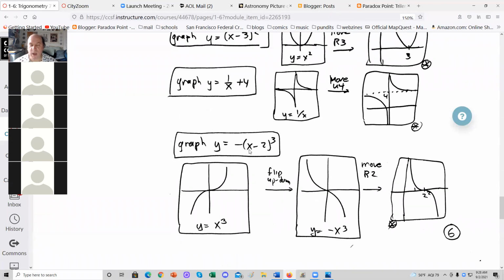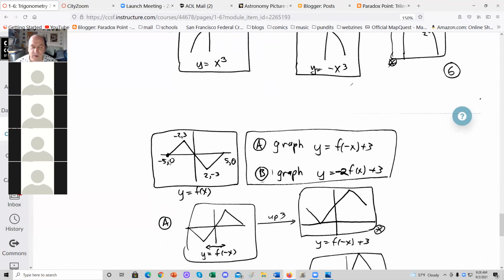Here we have a couple of changes. Minus x minus 2 quantity cubed. X cubed is this N-shaped graph. If you use this minus, flip it up or down, then y equals negative x cubed is this S-shaped graph. And then if we move right 2, you get this graph here, this N-shaped graph going through 2 by 0, to graph this function.